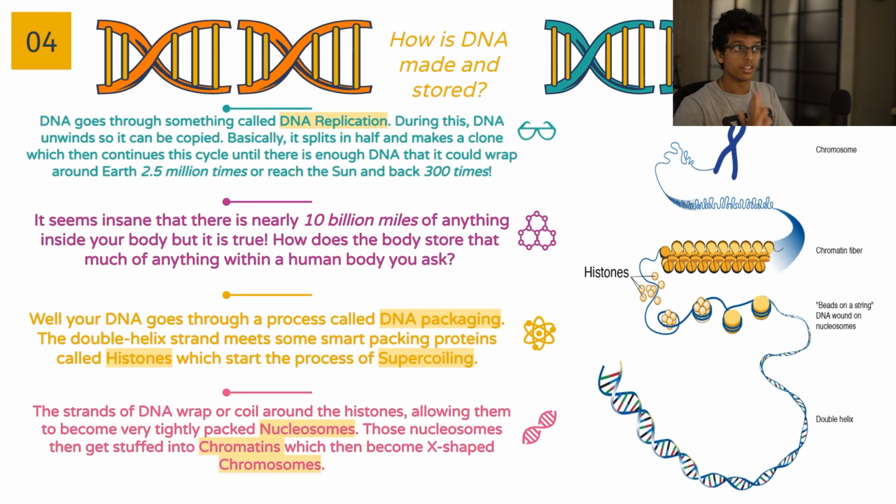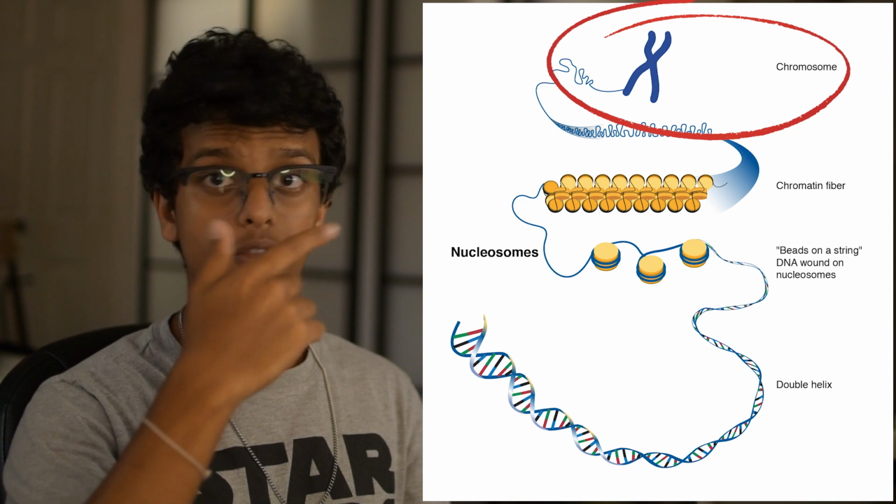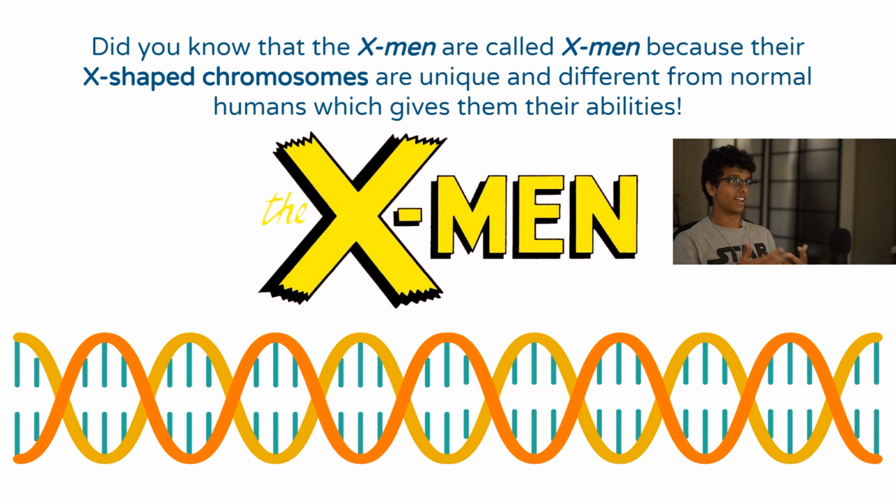These chromatins then make their way into a chromosome, which is that X-shaped thing that you see on the top of the graphic, and also you may have seen just in your biology studies. So that's actually why X-Men are called X-Men, because of their X-shaped chromosomes. They're unique and different from normal humans, which gives them their abilities.